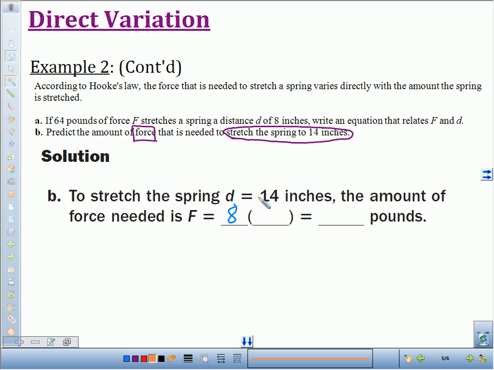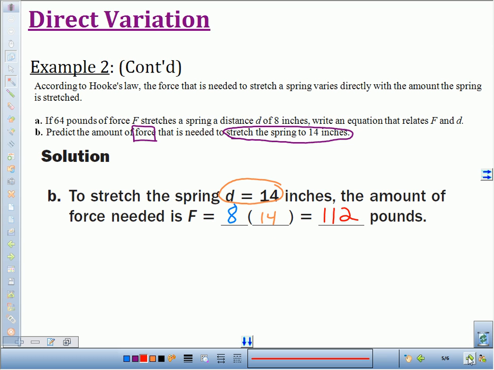We also know that we stretched the spring 14 inches. So, we will replace D with 14. Now, of course, 8 times 14, we multiply that out, is 112. So our answer then, if we're stretching a spring 14 inches, then we would have to put 112 pounds of force to do that.